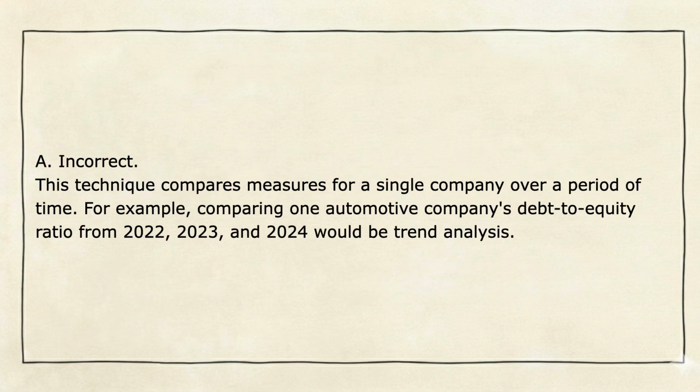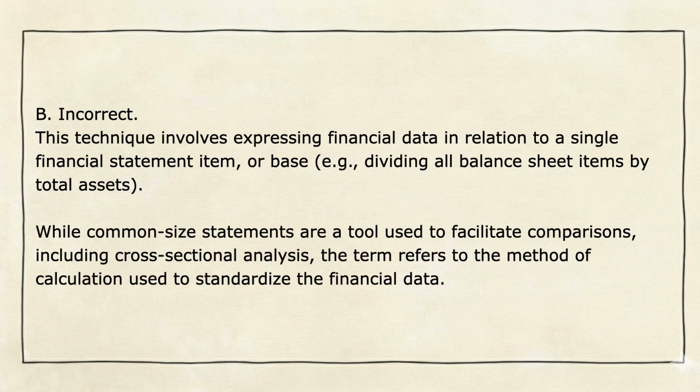A. Incorrect. Trend analysis compares a company's measures over time, like debt-to-equity ratios from 2022 to 2024. B. Incorrect. Common size statements standardize financial data by expressing it in relation to a single base item, facilitating comparisons and analysis.